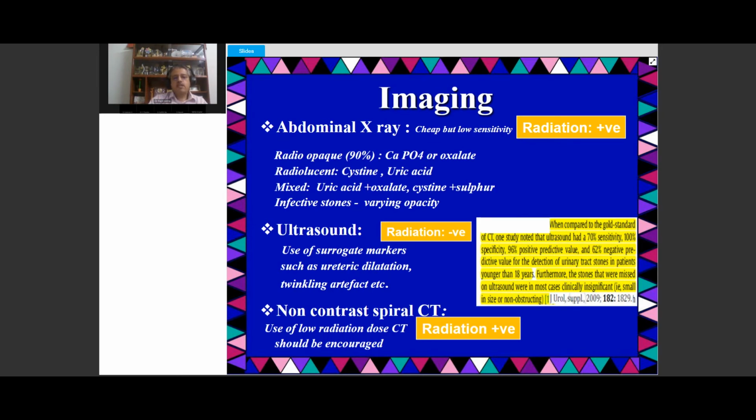Abdominal X-ray is cheap but has low sensitivity. Although, as I said, calcium oxalate and calcium phosphate stones are the common ones and they are radiopaque, if your abdomen and gut is not prepared, then you may lose the stone among all your poos and your gases.